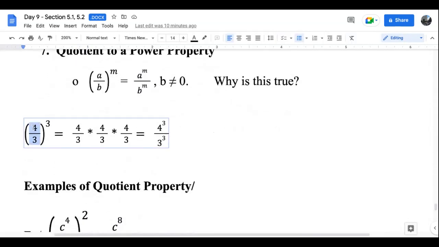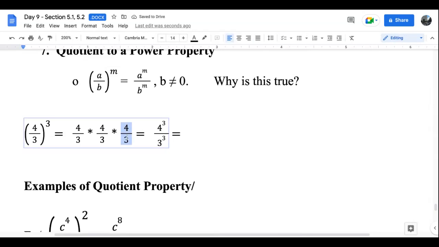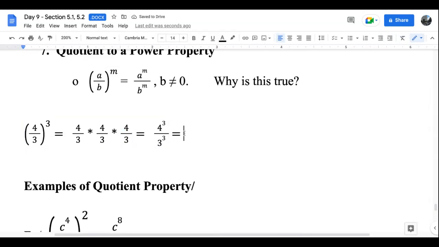Use this example. We have 4 over 3, raised by 3. That means we need to do this 3 times. Or we just do 4 raised by 3 over 3 raised by 3. Then we do the calculation, which is 64 divided by 27.